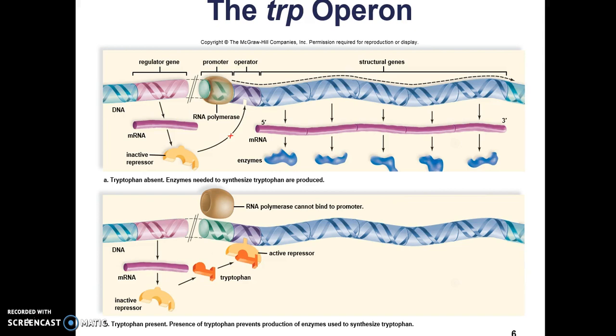The bottom picture is when tryptophan is present. The presence of tryptophan prevents production of enzymes used to synthesize tryptophan. So it combines with the repressor protein as its co-repressor. The repressor becomes functional when bound to tryptophan, and the repressor blocks the synthesis of enzymes in the pathway for tryptophan synthesis.